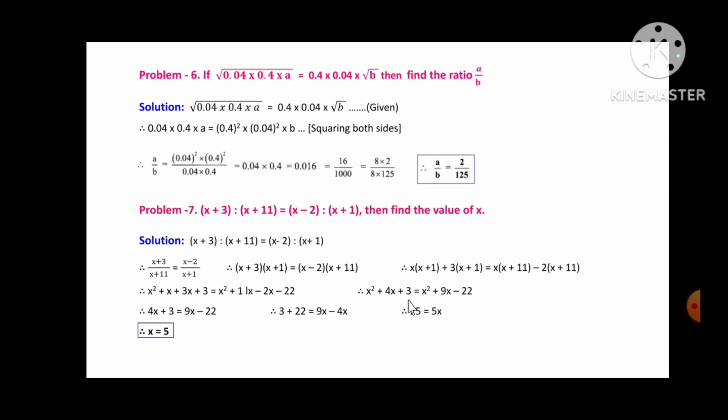Therefore, x square plus 4x plus 3 is equal to x square plus 9x minus 22. Therefore, 4x plus 3 is equal to 9x minus 22. Therefore, 3 plus 22 is equal to 9x minus 4x. Therefore, 25 is equal to 5x. Therefore, x is equal to 5.